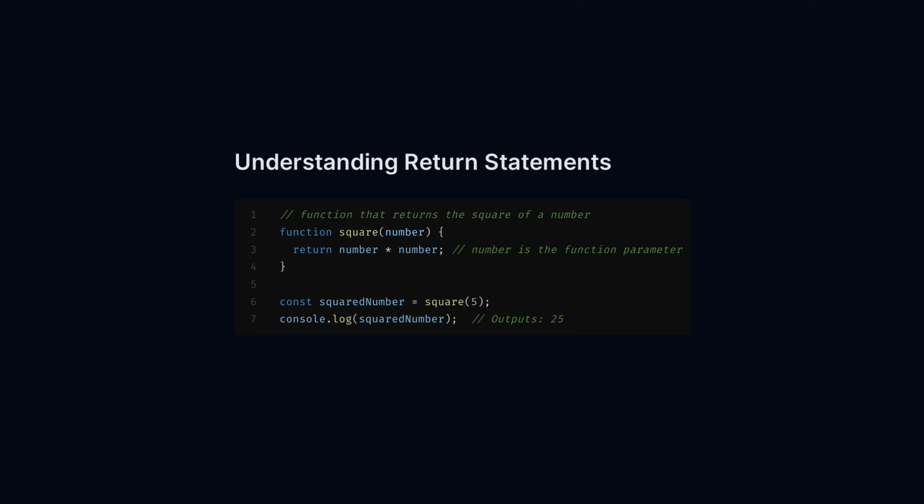The return keyword in JavaScript is like the conveyor belt in a factory line that delivers the final product after all the operations on the assembly line are completed. When a function is done executing, it can return a value back to where the function was called. This value can be any valid JavaScript expression, a number, a string, an object, an array, even another function. On the slide, you see a function called square that takes an input or argument called number. Inside the function, it returns the square of the number. When we call the function with a value of 5, it returns 25.